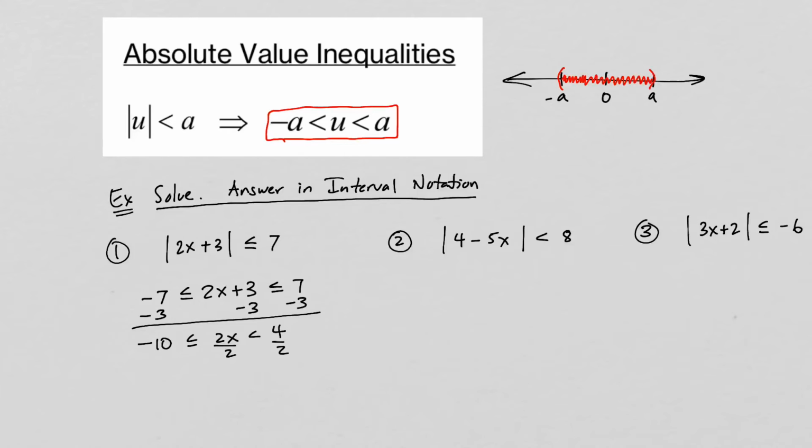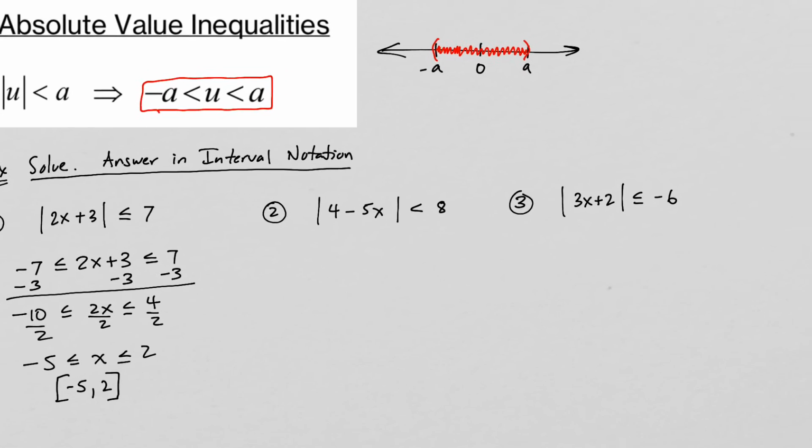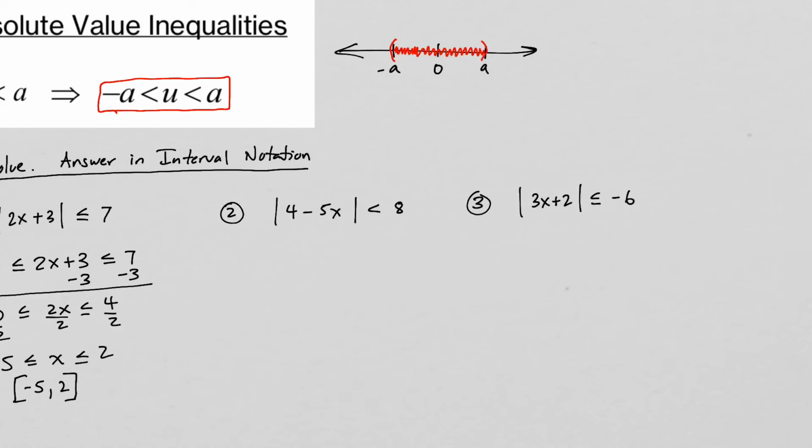And so when you go through the motions here and you solve for x, you end up getting x has to be a number in between negative 5 and positive 2. And in interval notation, that looks like this. Okay, our next example is very similar.